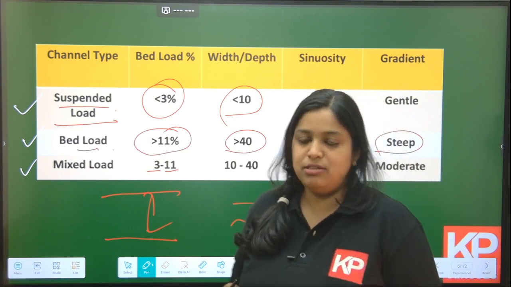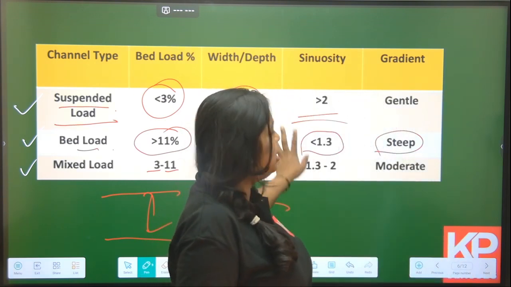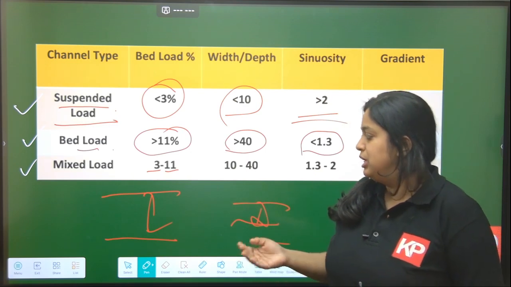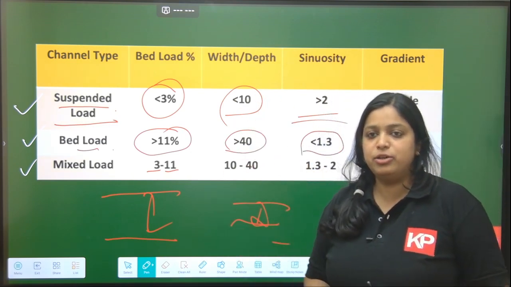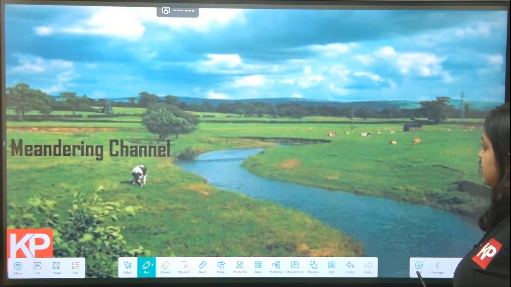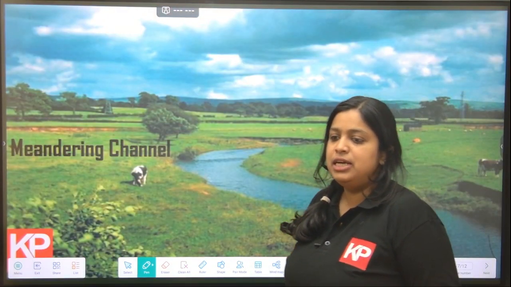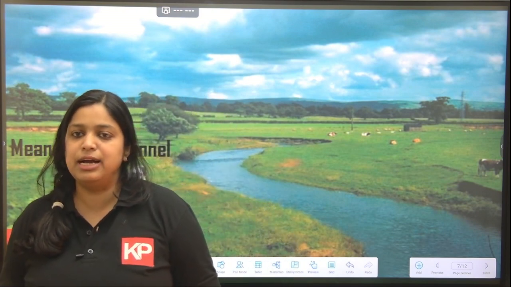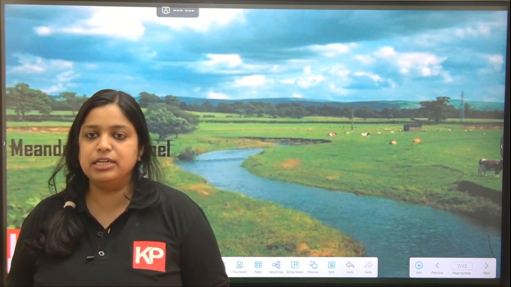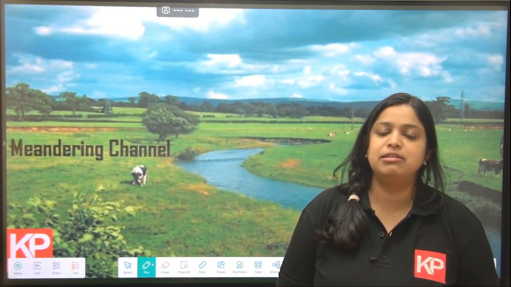So next, why I described this: when I go further and define the meandering channel, you should know what a suspended load channel means. Now let's see the meandering channels in detail. So what is a meandering channel? A meandering channel has a sinuosity of greater than 1.5. That's the first point that you have to keep in mind. Its sinuosity is greater than 1.5.